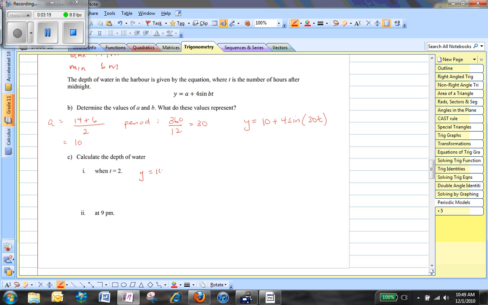So y is equal to 10 plus 4 sine 30 times 2, which is 60. 10 plus 4 sine 60. If I do that in my calculator, I'd get out 13.5 meters. At 9 p.m., that means that t is equal to 21. So y is equal to 10 plus 4 sine 30 times 21. I go to my calculator, and out comes 6 meters. This question continues on the next page.